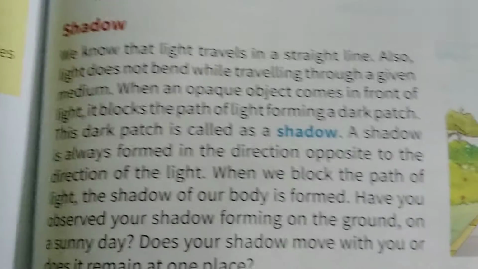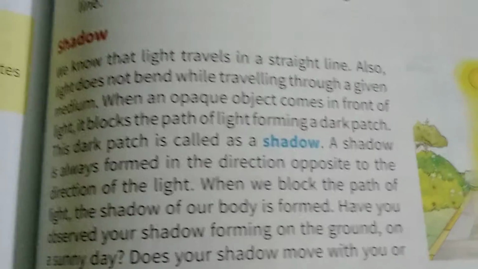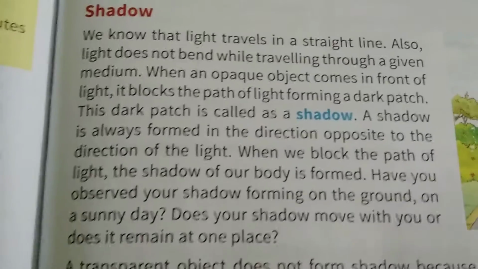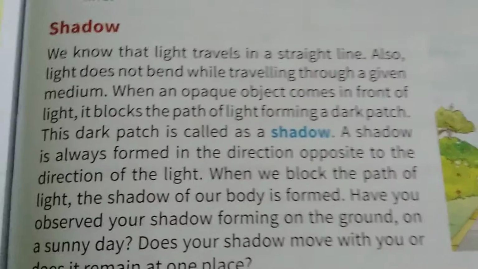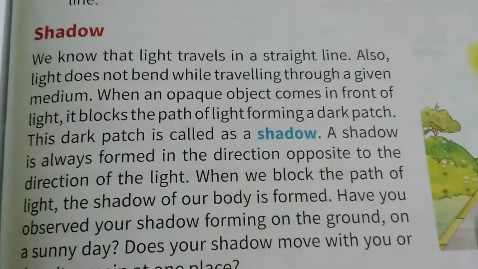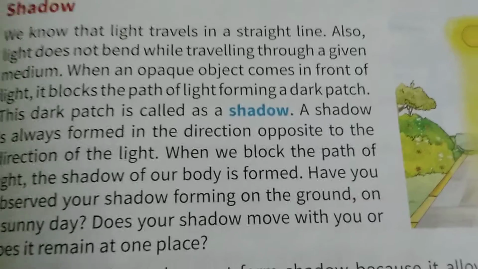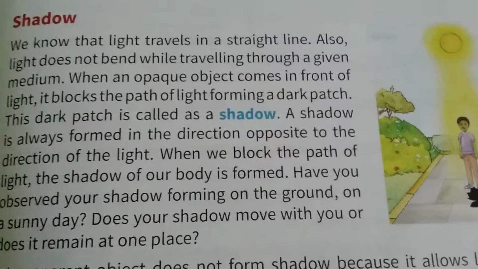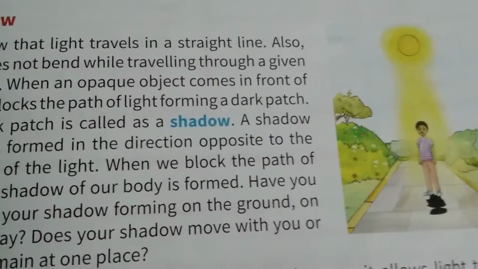Shadow, you know that when an opaque object comes on the path of a light, then a shadow is formed. The light travels in a straight line, you know. Also, light does not bend while traveling through a given medium. When an opaque object comes in front of it, it blocks the path of light, forming a dark patch.